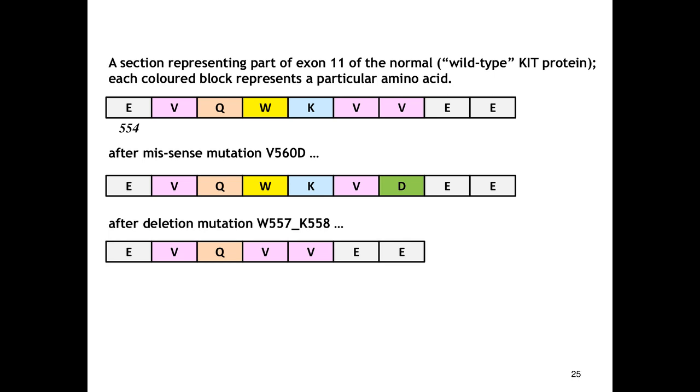So the missense mutation, V560D, is represented by the middle picture in this set of pictures, and you can see that one of those valine residues, number 560, has changed to a different residue, the green box representing the aspartic acid. The deletion mutation is represented at the bottom, and you can see that the W and the K residues are missing. And now we have a slightly shorter protein that's missing these two amino acids.